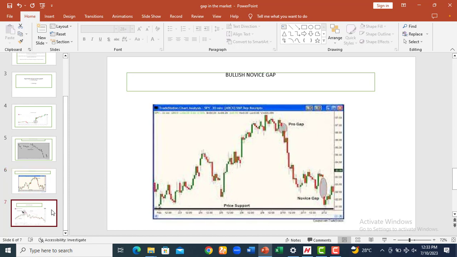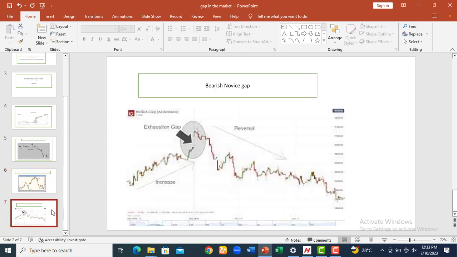Then we also have the other one, the bearish novice gap. You see a market buying. But towards the resistance, or trying to get a resistance zone, it gave a gap up in that same bullish direction. It's trying to tell you that soon this market will do what? Will reverse. This is a leading indicator in the forex market.